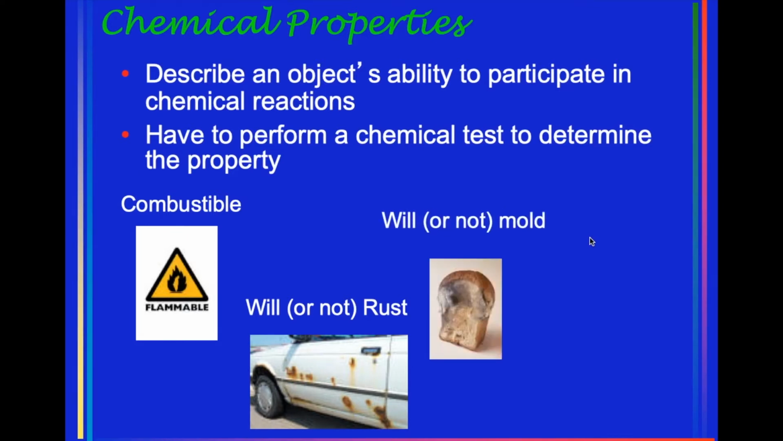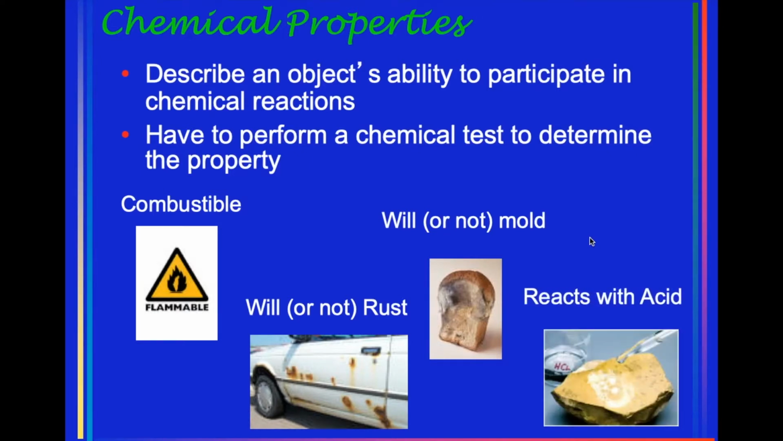Same with mold. Will it or will it not mold? That's an example of a chemical property. Or will it react with acid? If you want to know if it reacts with acid, what do you have to do? That's right, you have to put it in acid. So even if the answer is that it does not react with acid, that description is still a chemical property.